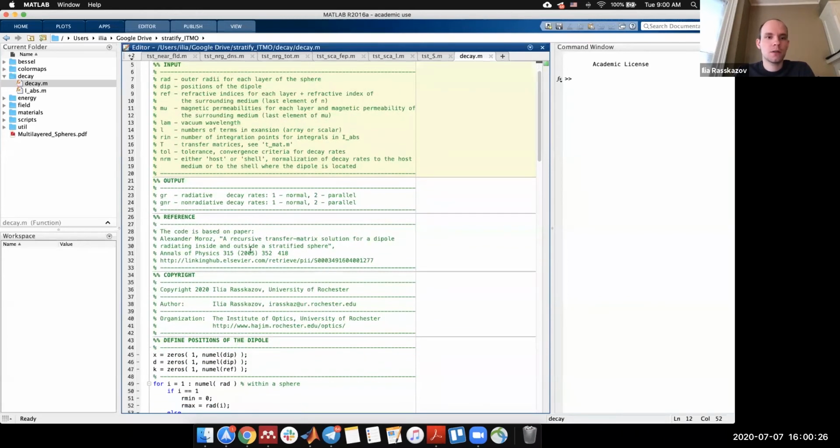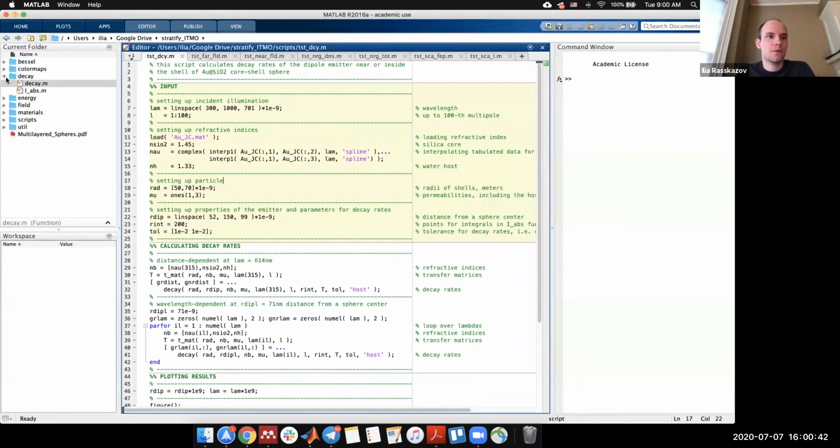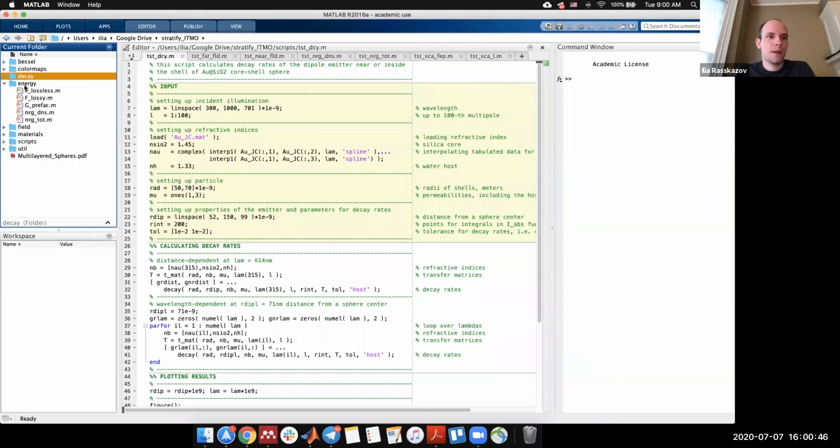consult with this. Also, I have included some references on which papers all of these equations are based. Okay, so decay rates for calculating decay rates. Energy for calculating electromagnetic energy stored within the multilayered sphere. For total energy, for electromagnetic energy density, and for different prefactors used in the final equations.